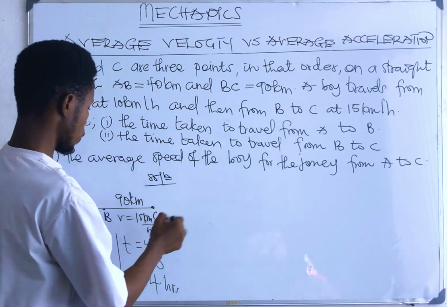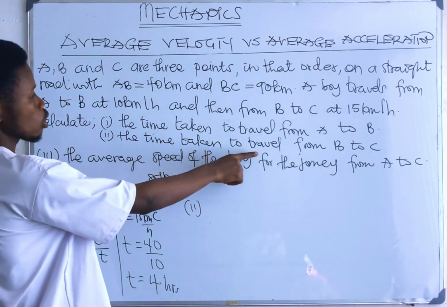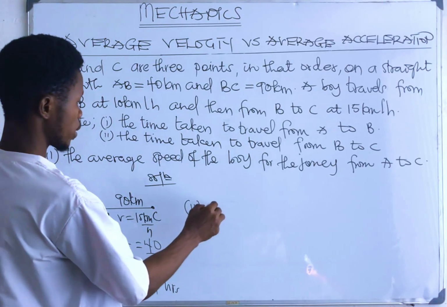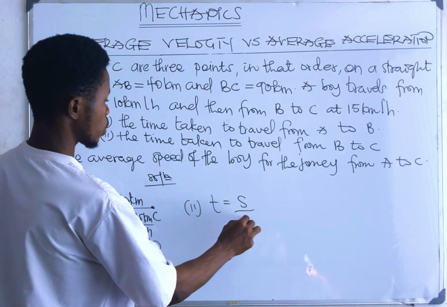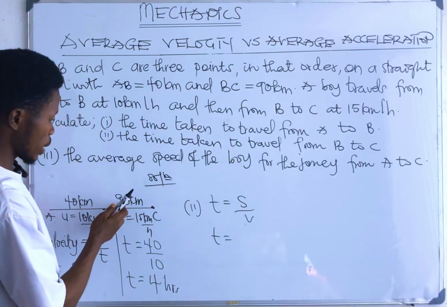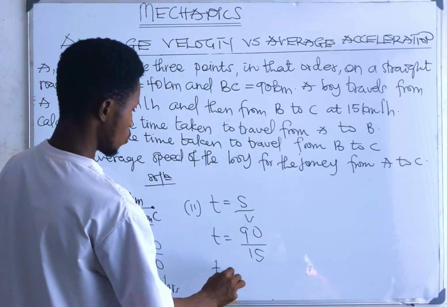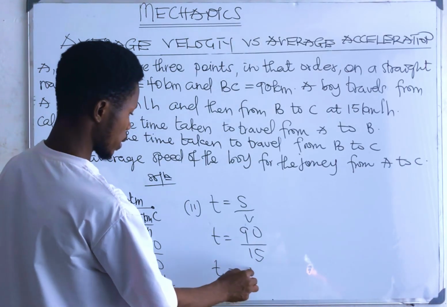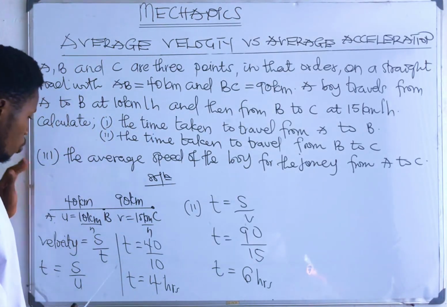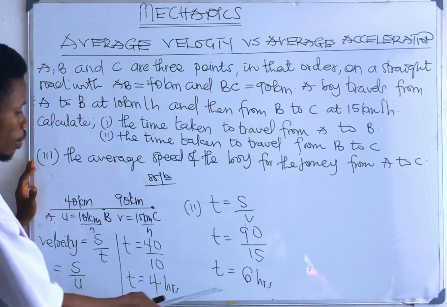Then we also look for part two. It is asking for the time taken to travel from B to C. So the same formula: time is equal to distance over velocity. Distance in this case is 90 divided by 15. So my time will be 6 hours. Is that okay? So from A to B, we have 4 hours, and B to C, we have 6 hours.